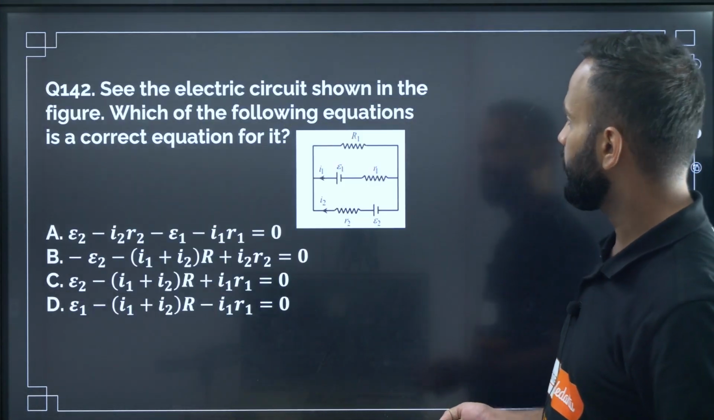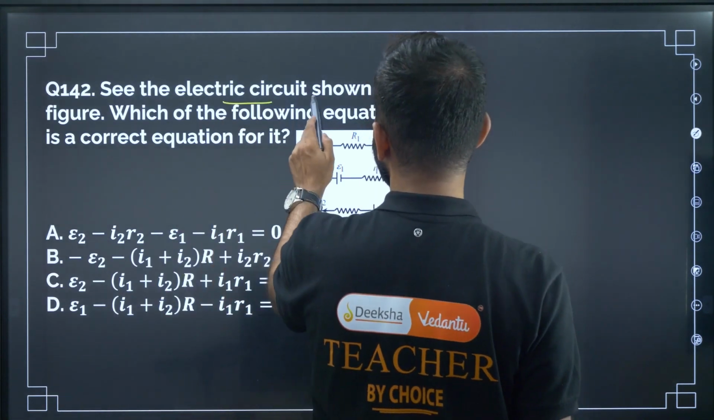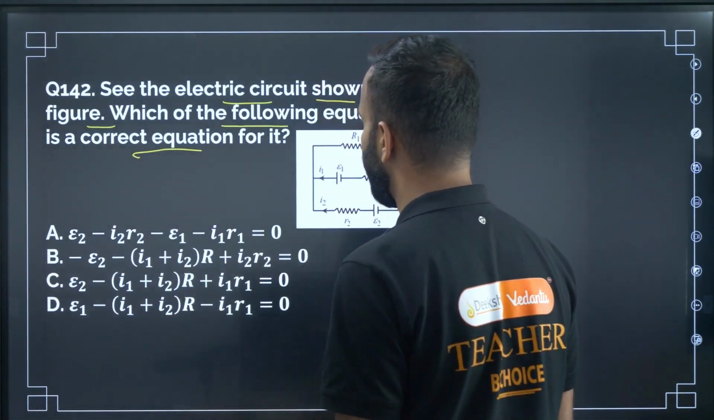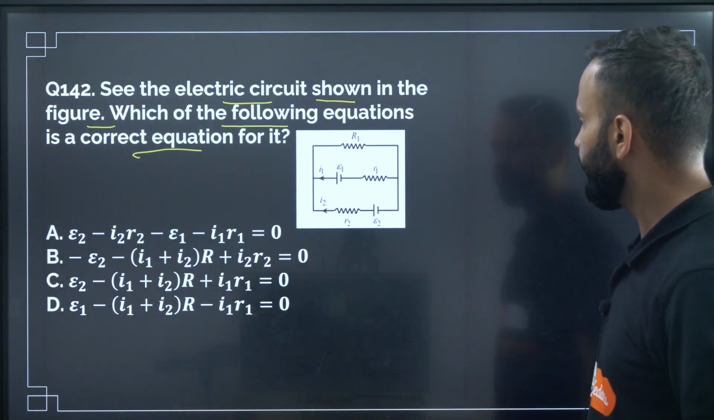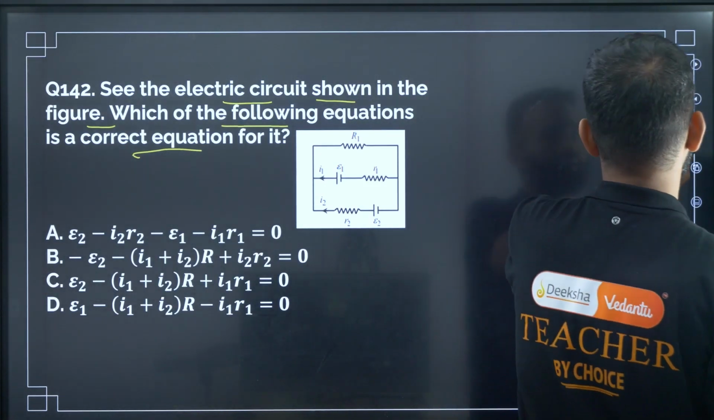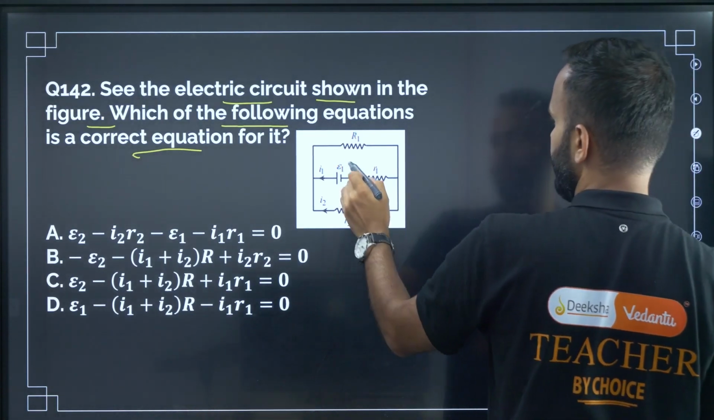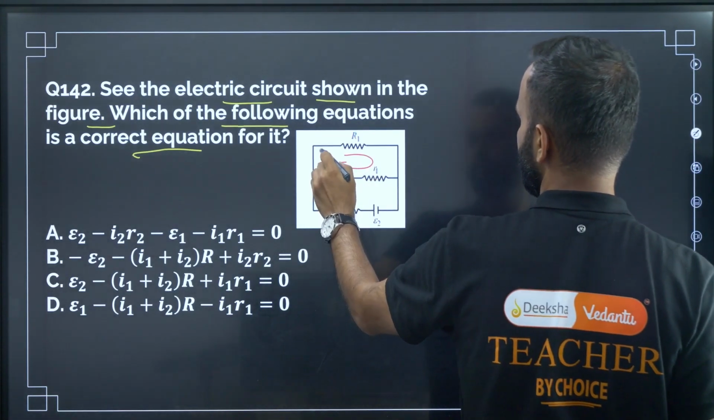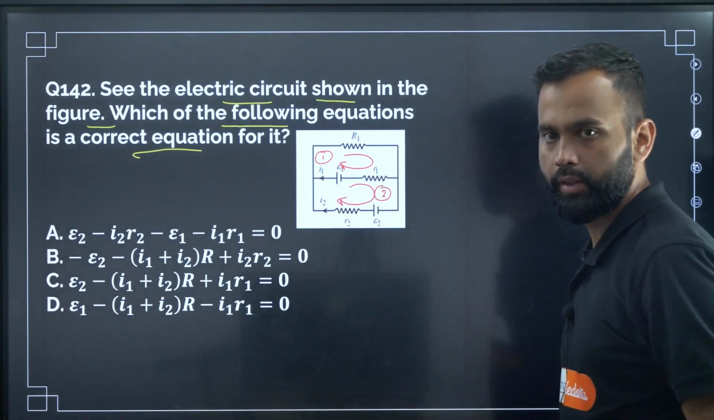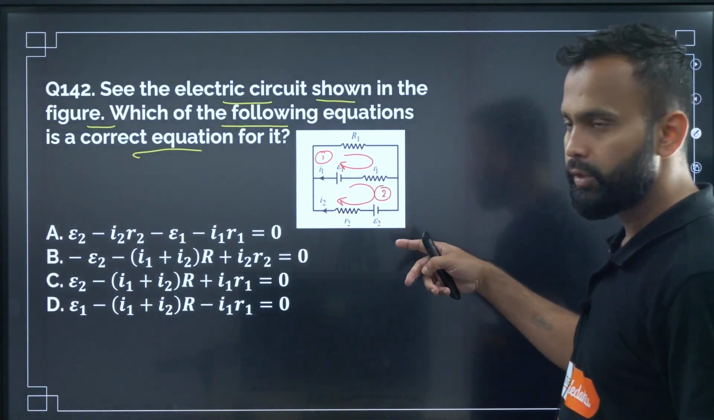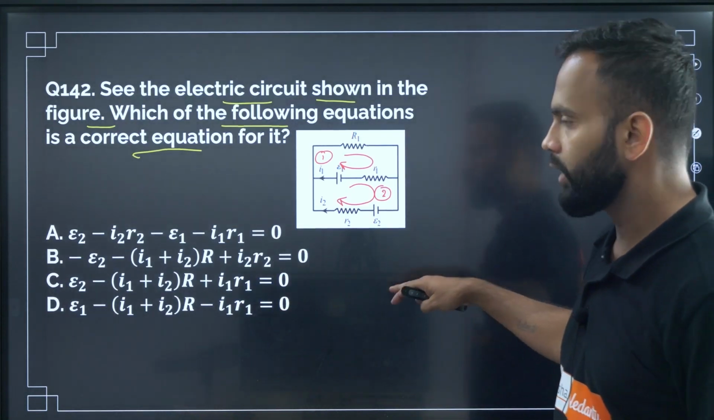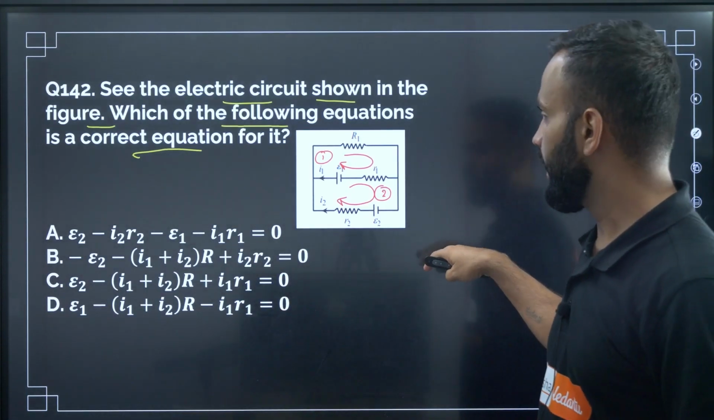Next question, question number 142. See the electric circuit shown in the figure. Which of the following equations is the correct equation for it? So this is the given circuit, right? Let's apply KVL to the first loop and KVL to the second loop. Then we will get two equations, and we have to check which equation is the correct one.